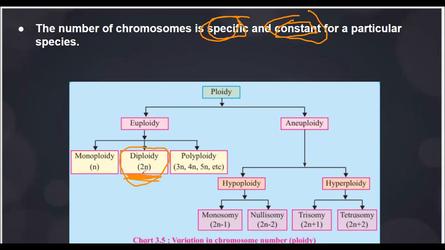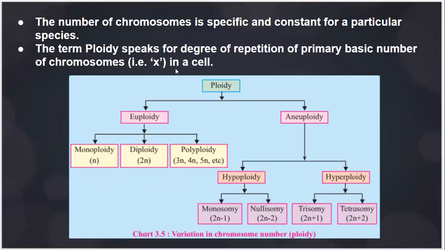So it is 2n. In some other species, let's say honeybees, for example, it might be 3 sets of chromosomes. In some other organisms, it might just be haploid, monoploid in caterpillars. Okay, so that is also there. Depending upon the species, they will have a particular set of chromosomes, and then it will be constant. Fine. And the terms begin with certain terms which are on the screen. Ploidy means a degree of repetition of the primary basic number. So this is the number of sets of chromosomes.